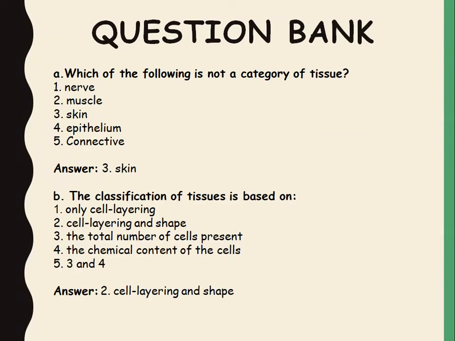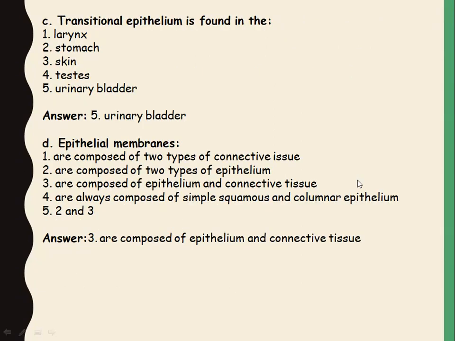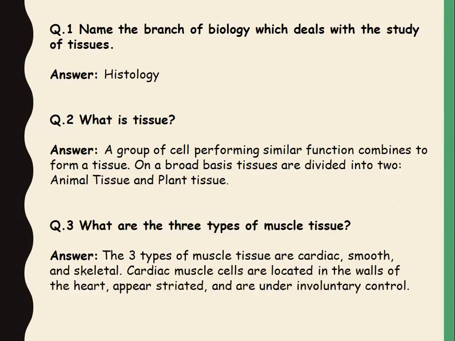Next one is question bank. First question: which of the following is not a category of tissue? Answer is skin. Next one, the classification of tissue is based on? Answer is the cell layering and shape. Transitional epithelium is found in the urinary bladder. Epithelial membranes are composed of epithelium and the connective tissue.